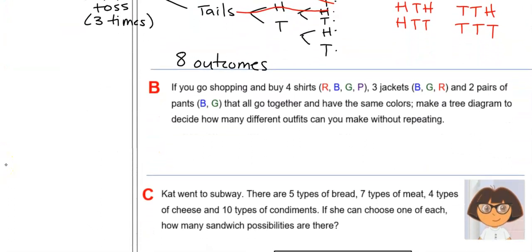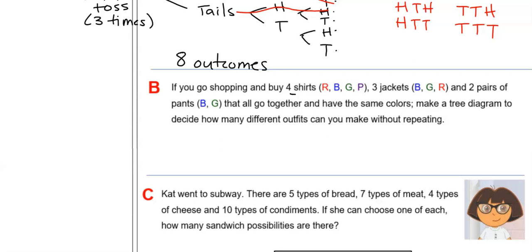All right, moving on to example B. If you go shopping and you buy 4 shirts, your shirts could be red, blue, green, or purple, 3 jackets, blue, green, and red, and 2 pairs of pants that all go together and have the same colors. Make a tree diagram to see how many different outfits you can make without repeating. Okay, so the good news with this one is we don't have to list the sample space once we're done. We just need to make that tree diagram.